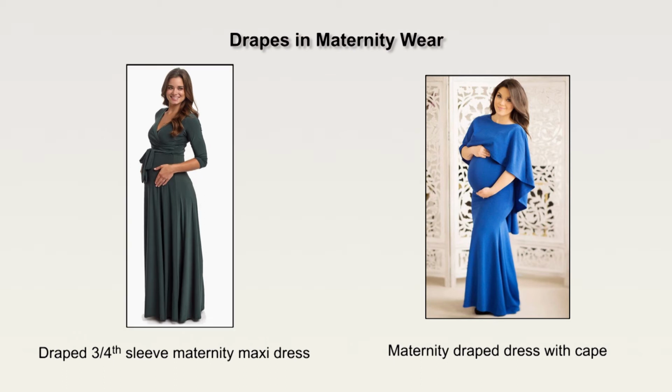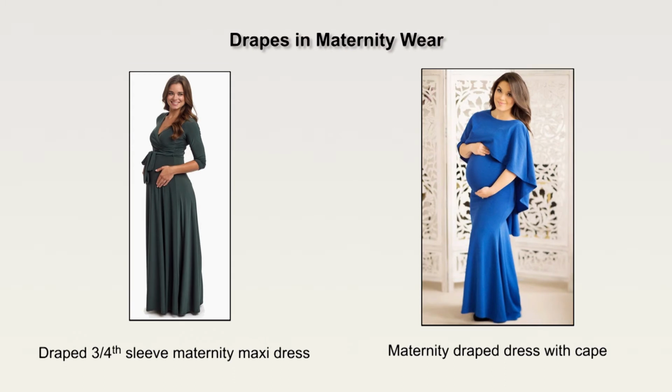An olive green draped 3/4 sleeve maternity maxi dress can be seen on the left. On the right is again a maternity dress draped with cape in royal blue color by Blooming Maternity.